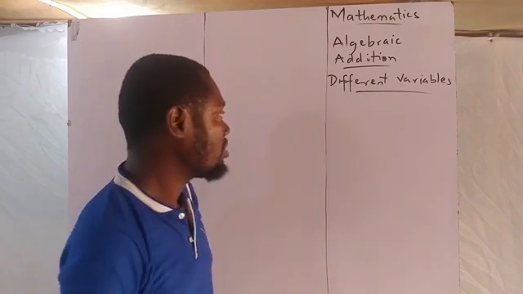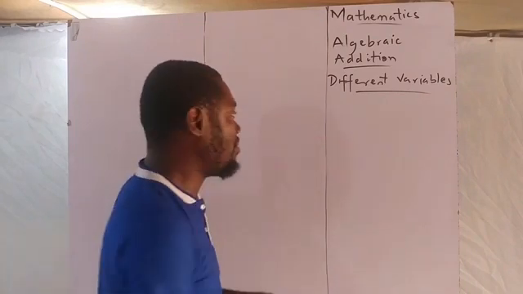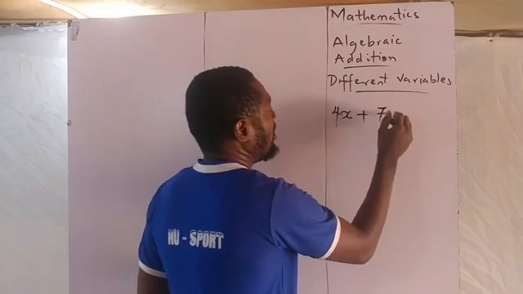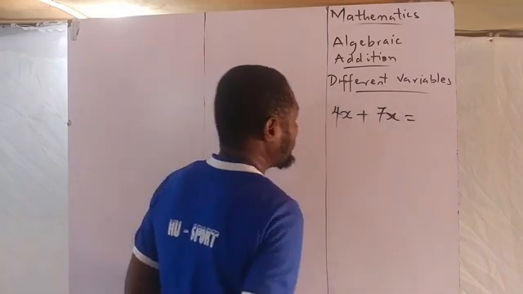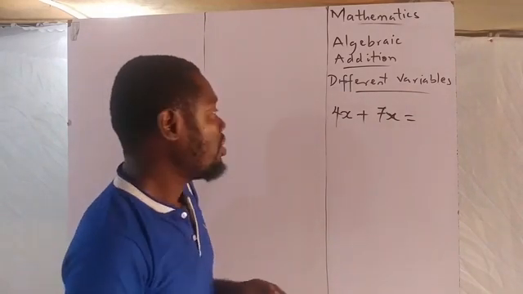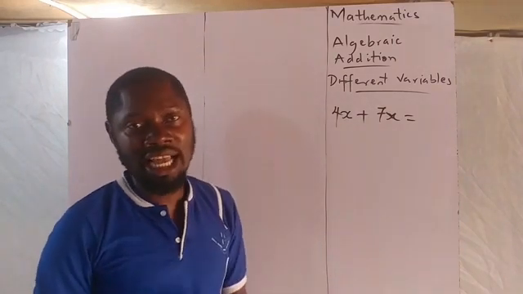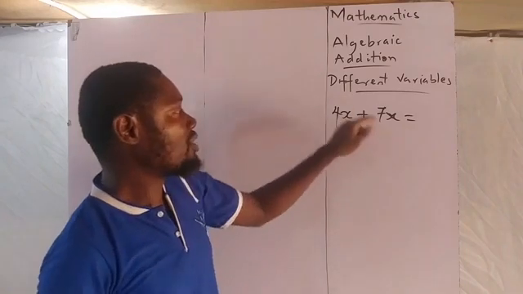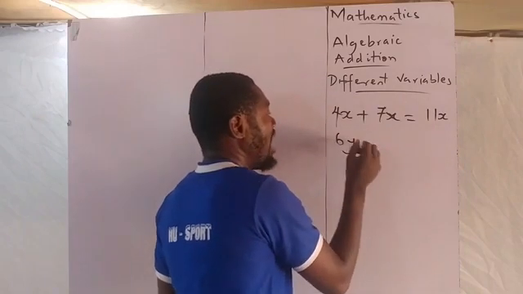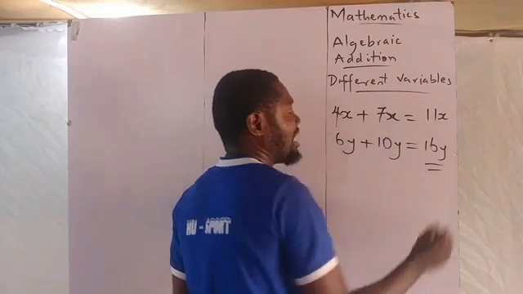This time around, we want to deal with different variables. In the previous class, I treated problems that had to do with the same variables like 4x plus 7x. And I said since they have the same letters attached to them, you need to add them the way you used to add numbers, and in your final answer, ensure the letter is still attached to the answer. 4 plus 7 is 11, so our answer here will be 11x. 6y plus 10y, our answer will be 16y. It's as simple as this.